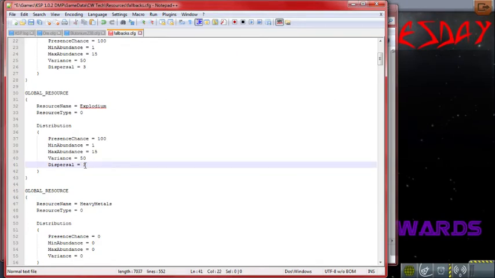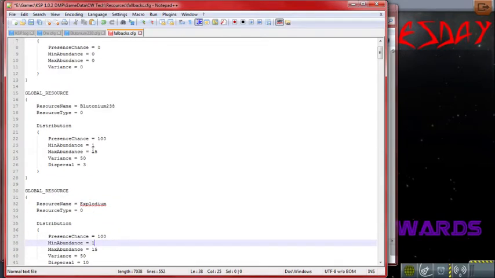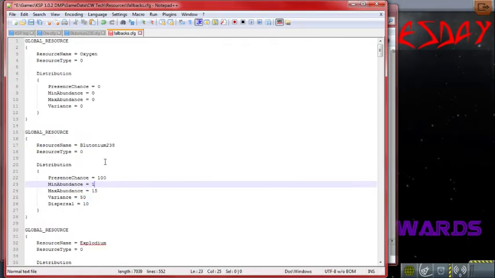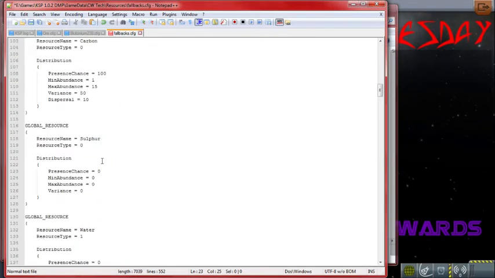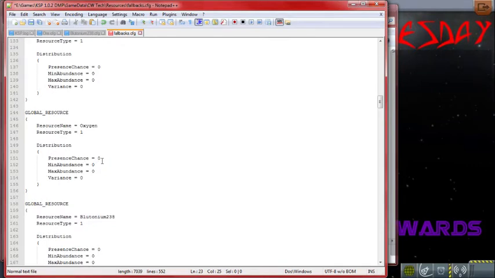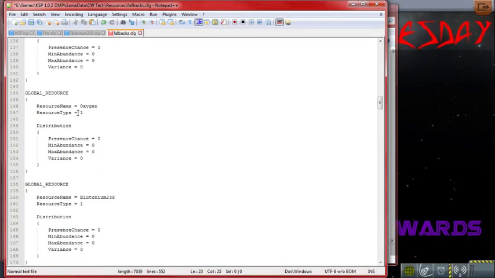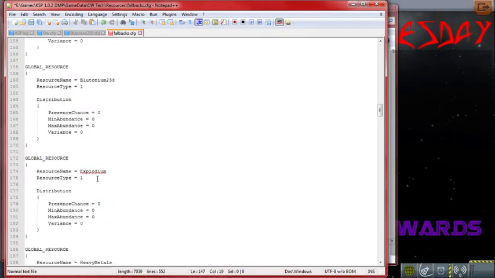But again, let's set it up with the same values. And same goes for this one. Right, where are you? Type 1 in water. Not really.